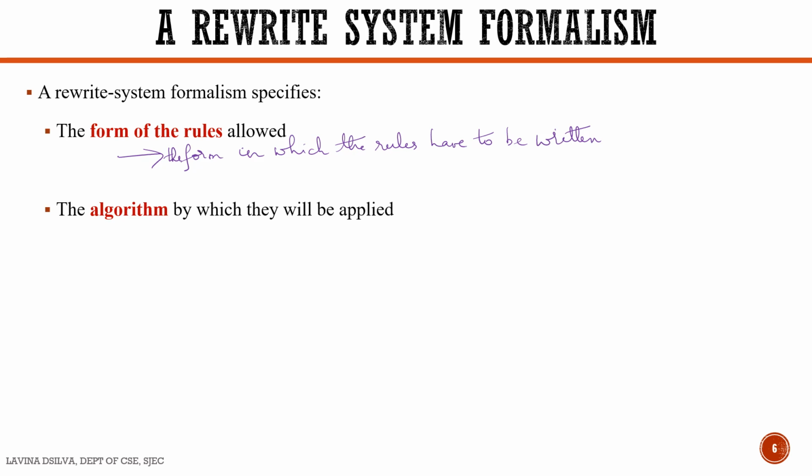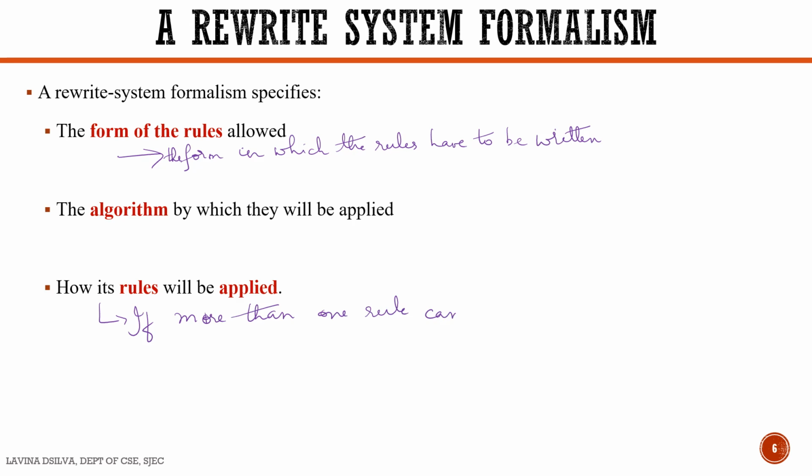Next, we know that it should have an algorithm by which these rules will be applied, and we can also consider a third category: how the rules will be applied. That is, if we have more than one rule which can be used, then which rule has to be selected to get the final string?